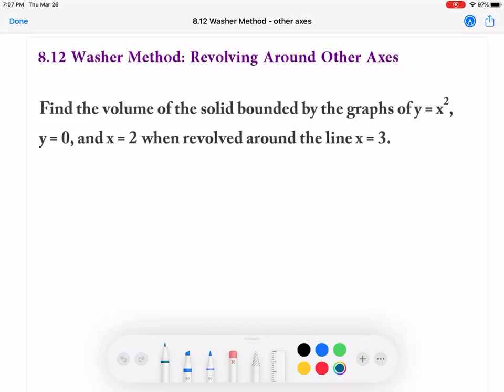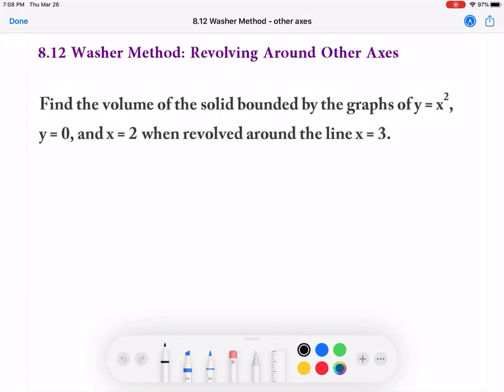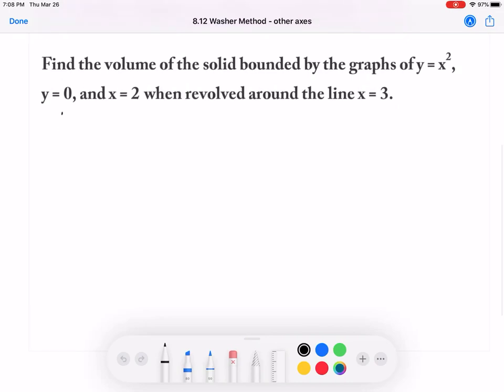Okay, today I want to share with you just the slight difference we have in yesterday's method when we revolve around a different axis rather than just the x and the y. So here we have a solid that's formed by y equals x squared, y equals 0, and x equals 2. So again, I really want you to sketch those things out. It does actually make the process a lot easier.